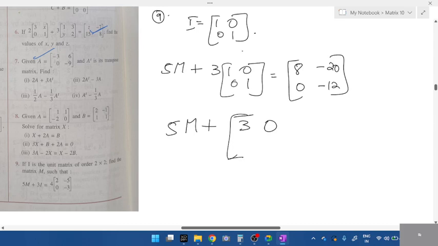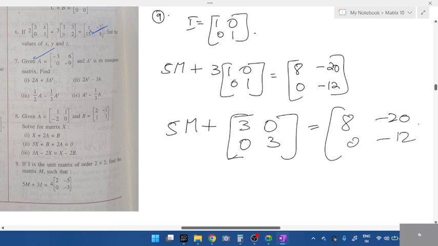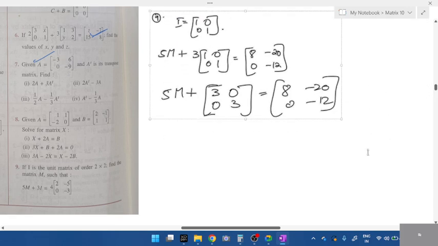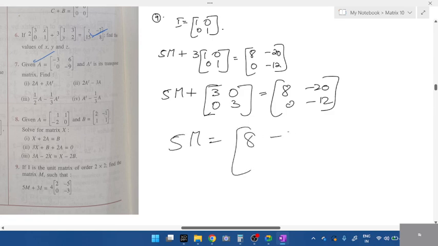Completed, students. Multiply. Look, I've taken I. First mention I value, then copy the question. Substitute: 3I, which is 3, 0, 0, 3, equals 8 minus 5m, 0 minus 12. This entire matrix goes to the other side and becomes what? Plus or minus? It is already plus, right? Yes, it becomes minus. So what do you get? 3, 0, 0, 3.